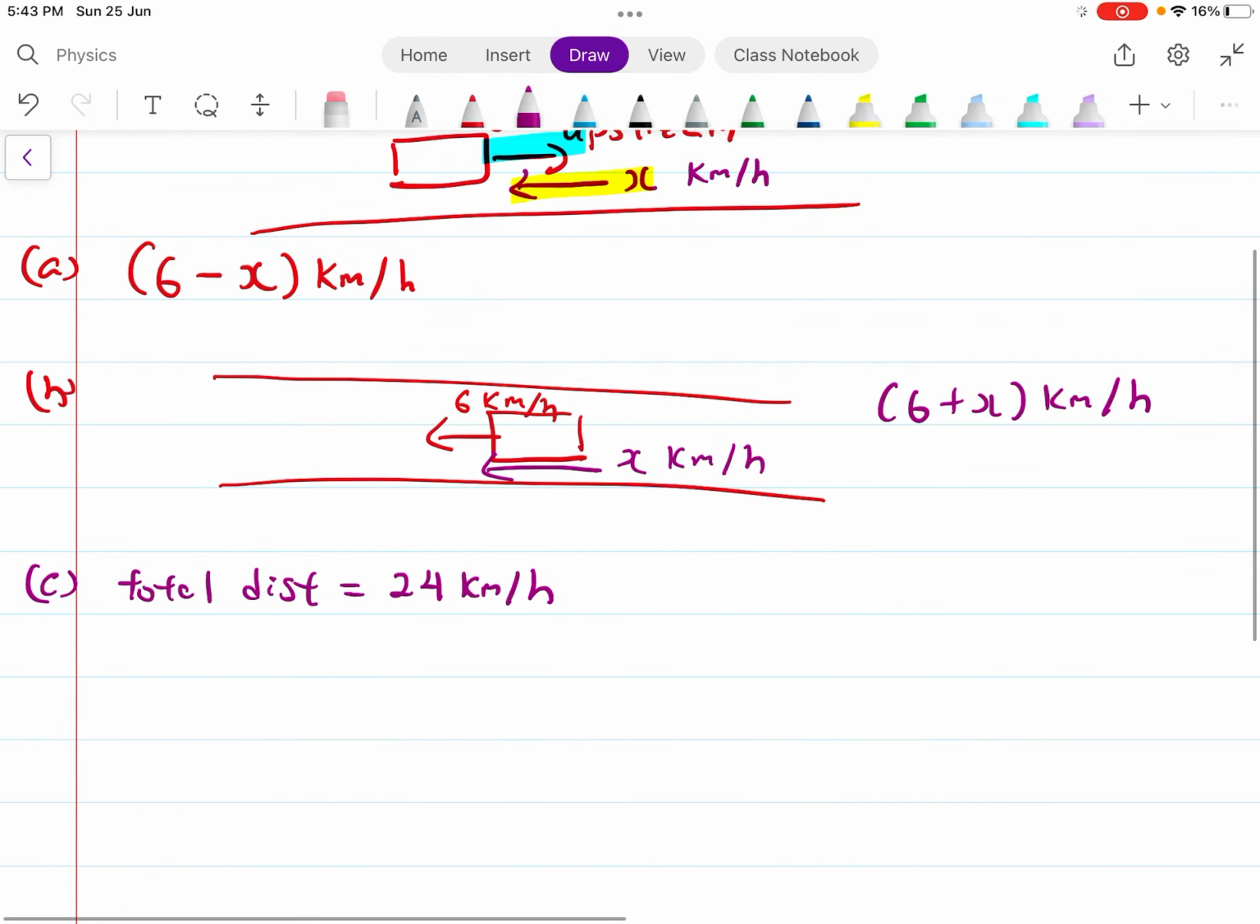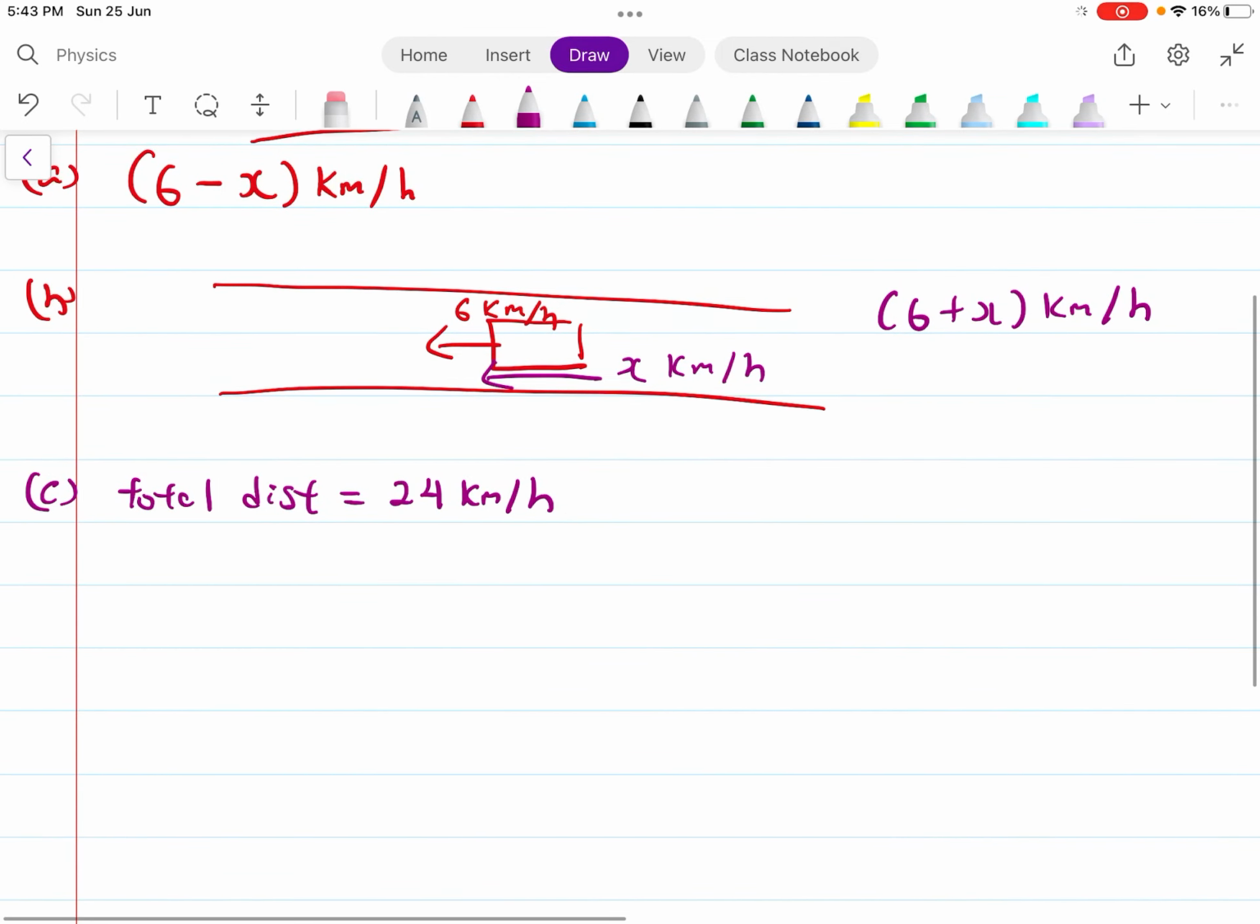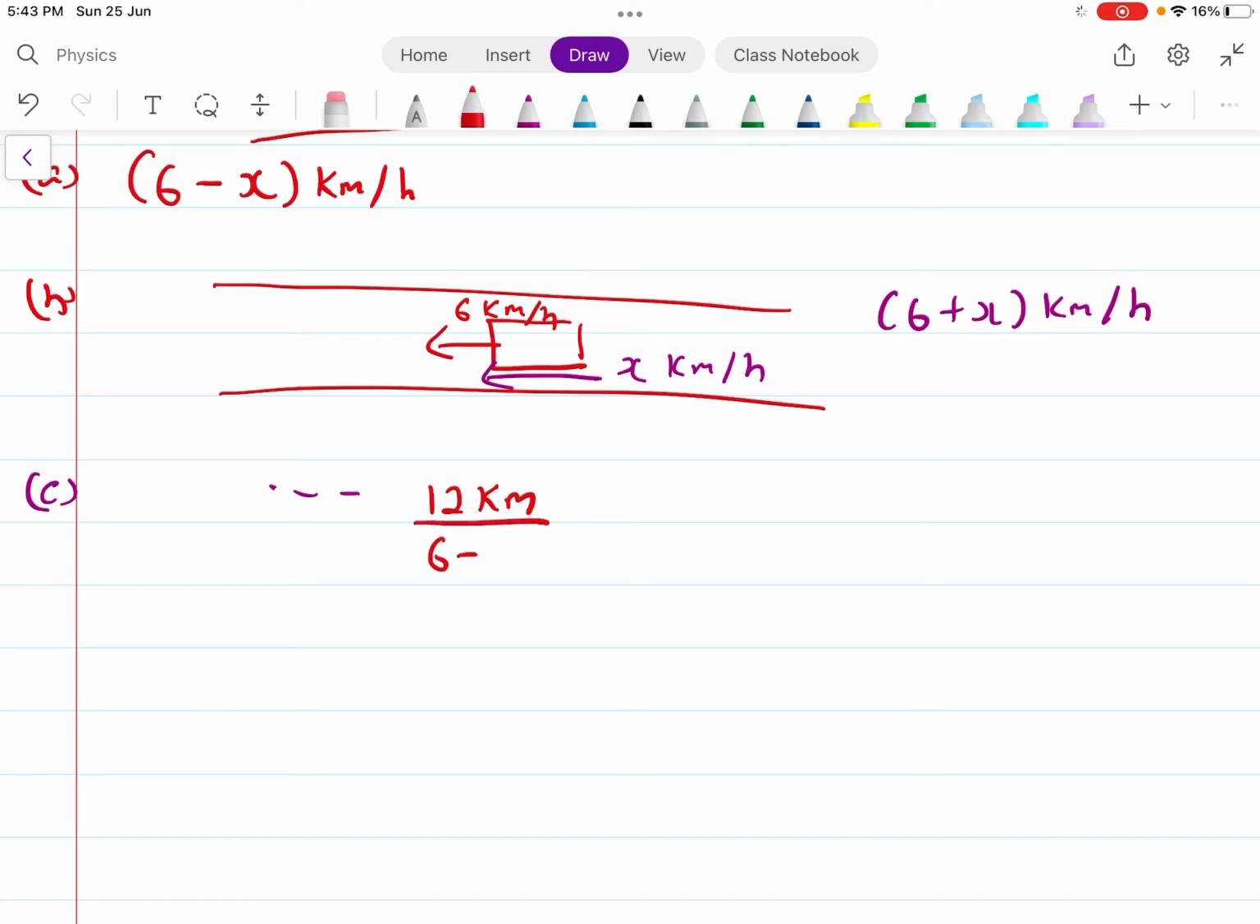So let's see how we do. I shouldn't calculate the total distance; I should calculate just the upstream. For the upstream, I travel 12 km. Of course, I also travel at 6 minus x kilometer per hour. So this thing is the time I traveled upstream.